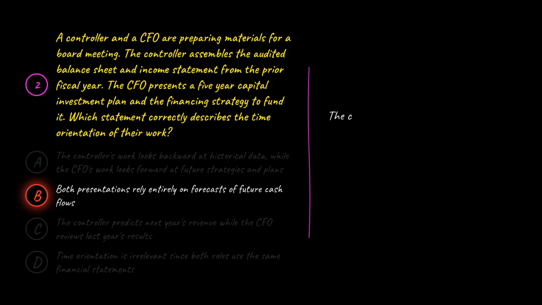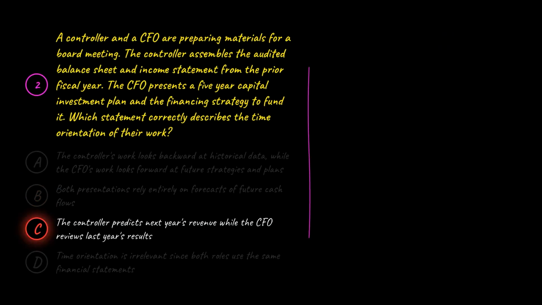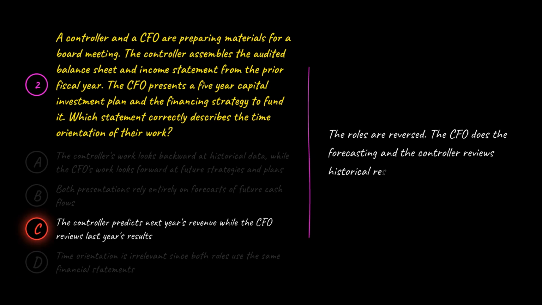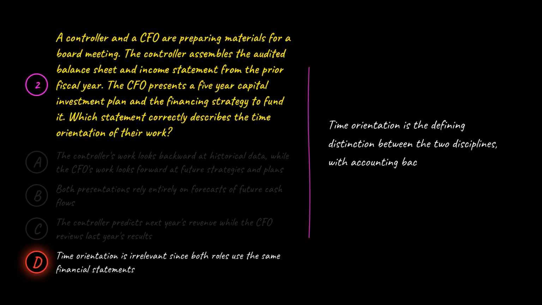B is wrong because the controller's audited financial statements report what already happened during the prior fiscal year. Forecasting future cash flows belongs to finance, not accounting. C is wrong because the roles are reversed. The CFO does the forecasting and the controller reviews historical results in this scenario. D is wrong because time orientation is the defining distinction between the two disciplines, with accounting backward-looking and finance forward-looking.